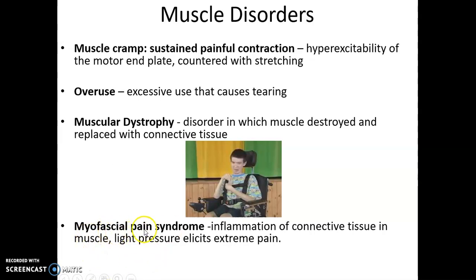And then myofascial pain syndrome. Myofascial pain syndrome is inflammation of the connective tissue in the muscle. Remember, we got all that connective tissue running through the length of the muscle. If that becomes inflamed, it'll become painful. And basically, whenever the muscle that's being affected is touched, even a light touch can lead to the person experiencing extreme pain. Myofascial doesn't mean in the face, it means muscle connective tissue.